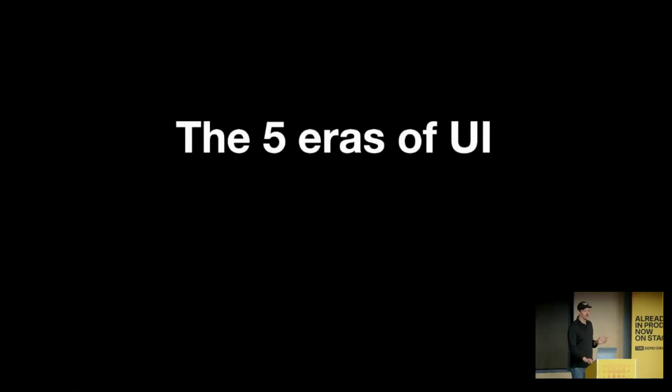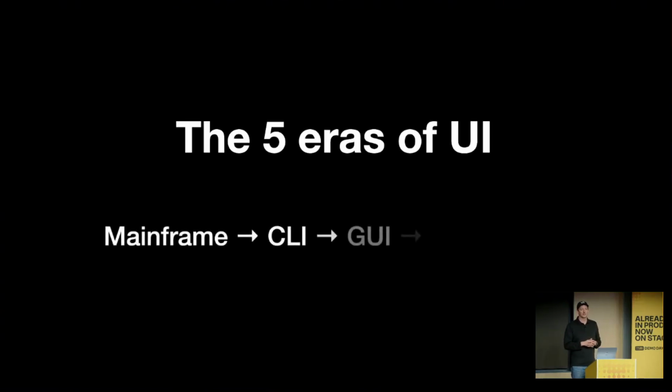I think there have been 5 eras of UI. Years ago, initially starting with the mainframe, evolving to the CLI, the GUI, the graphical user interface, touch, and then today, AI. These are the 5 eras of UI. So to get started, I'm going to go through each of them to give you a little bit of background if you're not a historian of technology like maybe I am, and to frame the conversation of where we might be going next. So let's start with the mainframe.